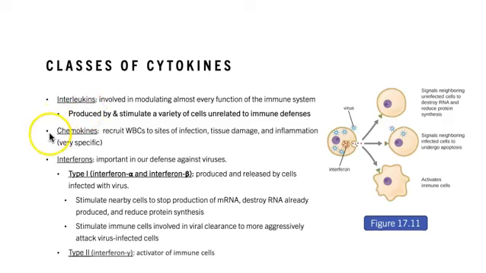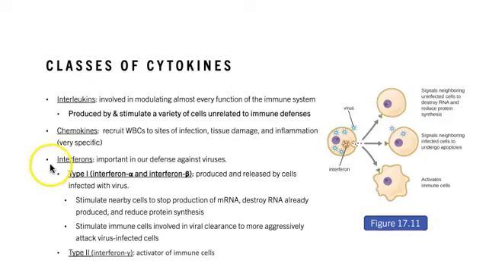Our chemokines, these work to recruit our white blood cells to the site of infection, any tissue damage that takes place, or inflammation. And it is very specific types of white blood cells that get recruited with these.